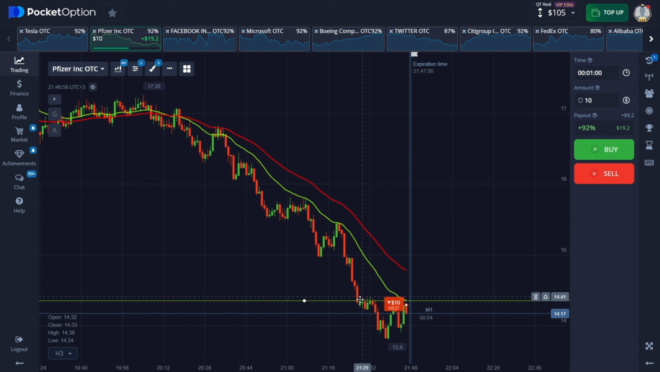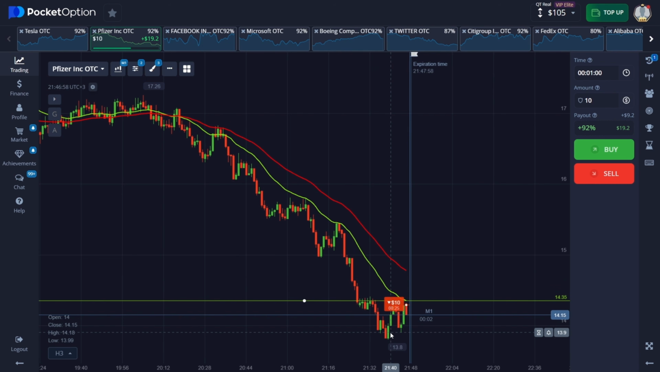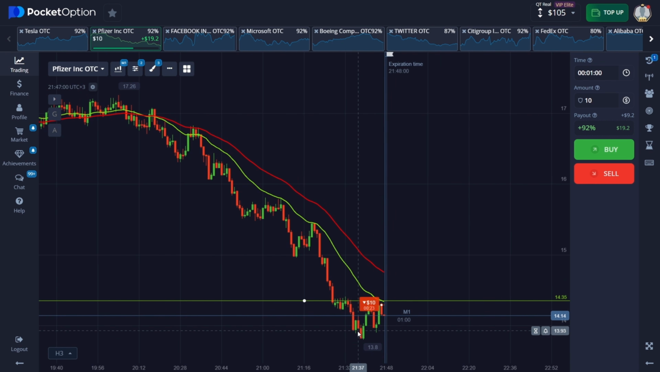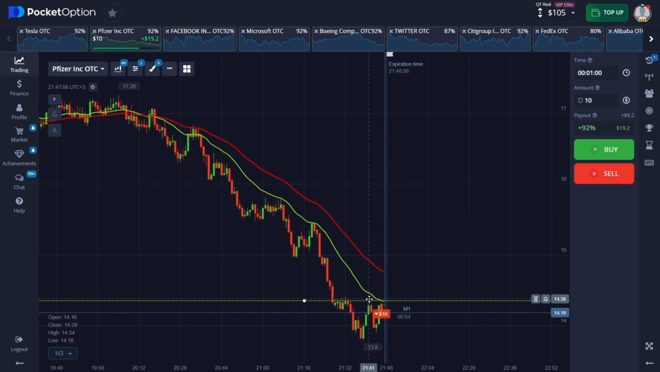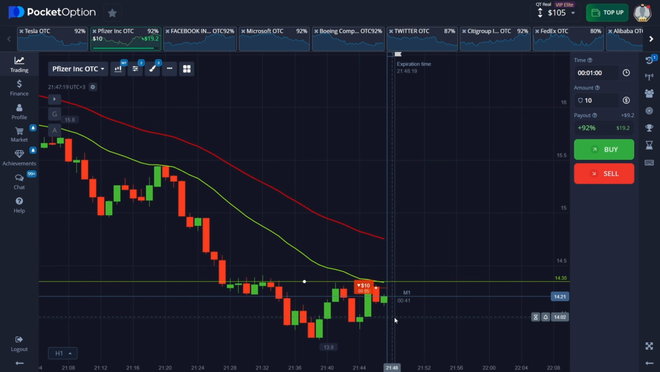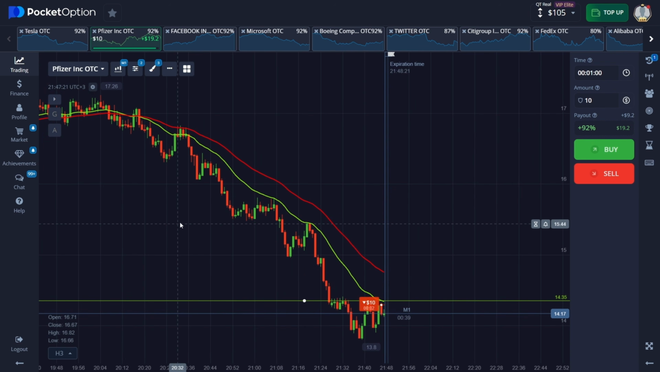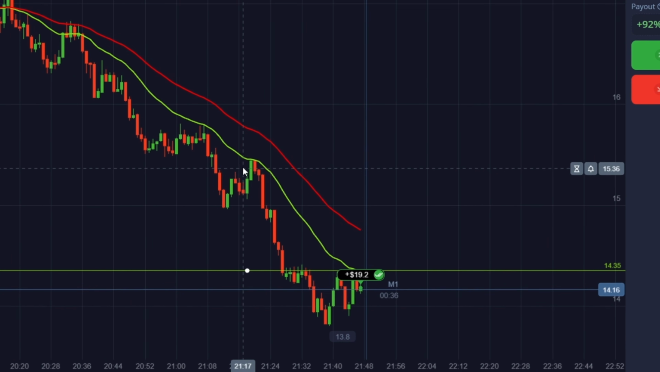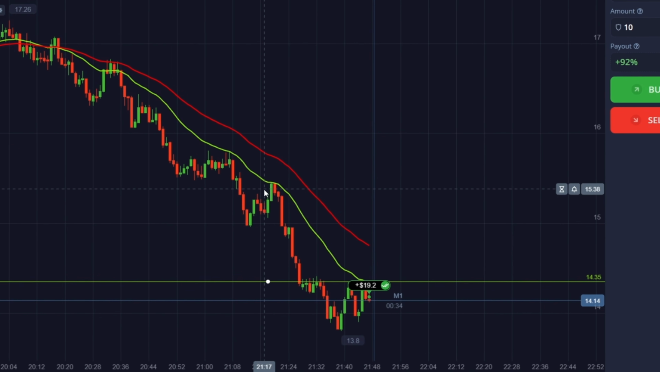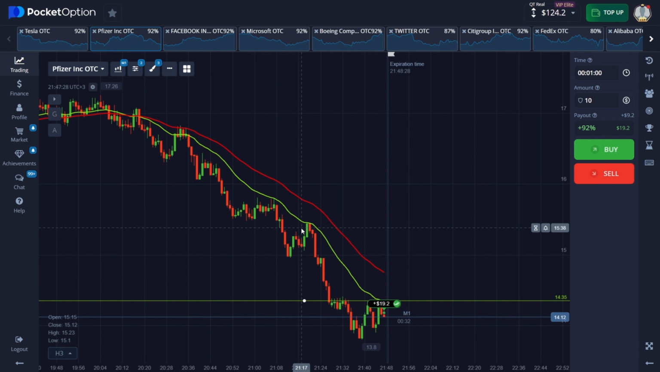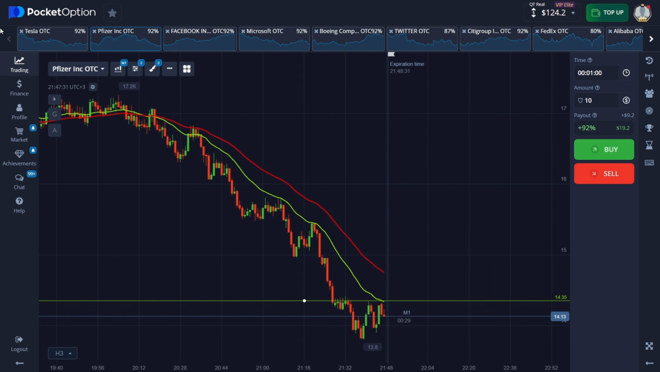The candle was facing resistance at that level and moving in a downward direction. Whenever you take a trade using moving averages, you should trade in the direction of the trend. Make sure you trade in the trend direction. The trade is currently in our favor with only a few seconds left, and we won it. So we won another trade. Now, my balance is $124. We've almost gained 24% of our capital.